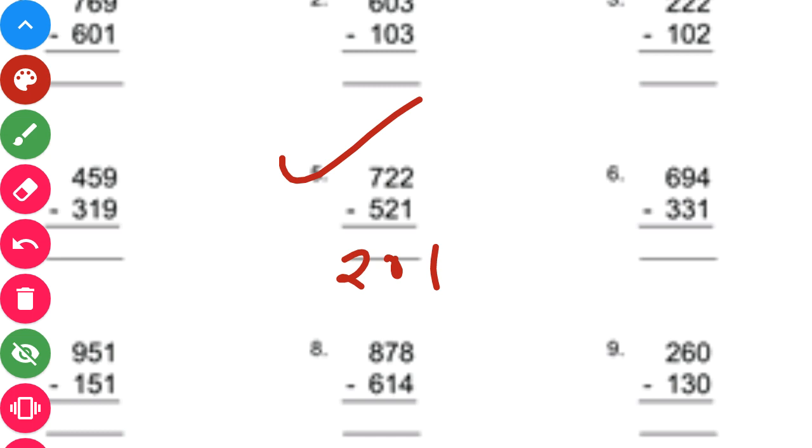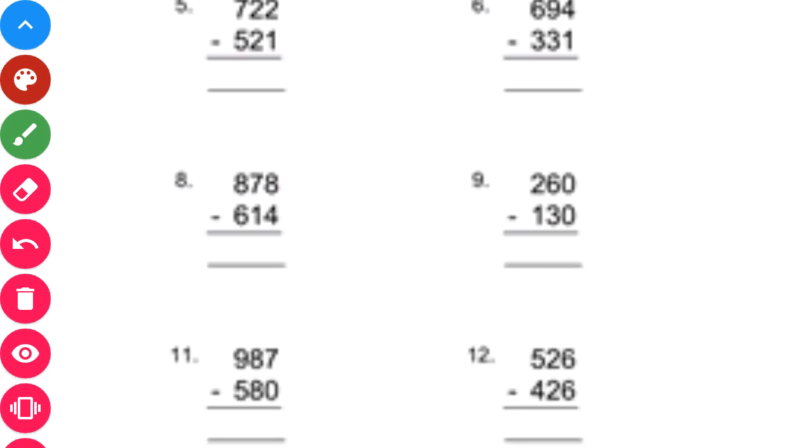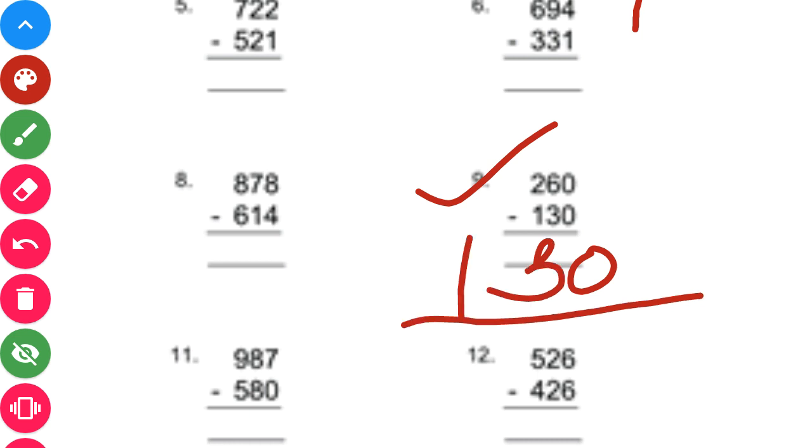Okay. Now do one more question. Question number 9. Do this question number 9. Okay. So 0 minus 0 we will get 0. And 6 minus 3 we will get 3. And 2 minus 1 we will get 1. 130.